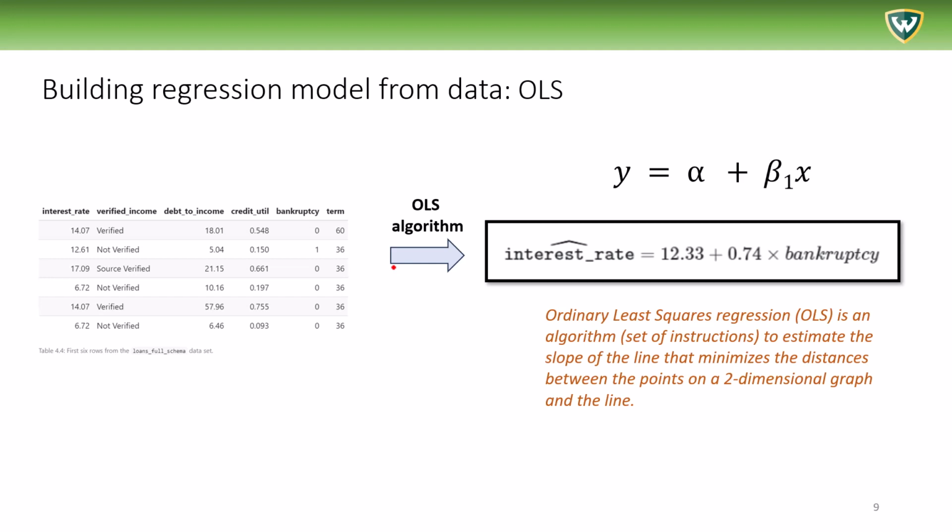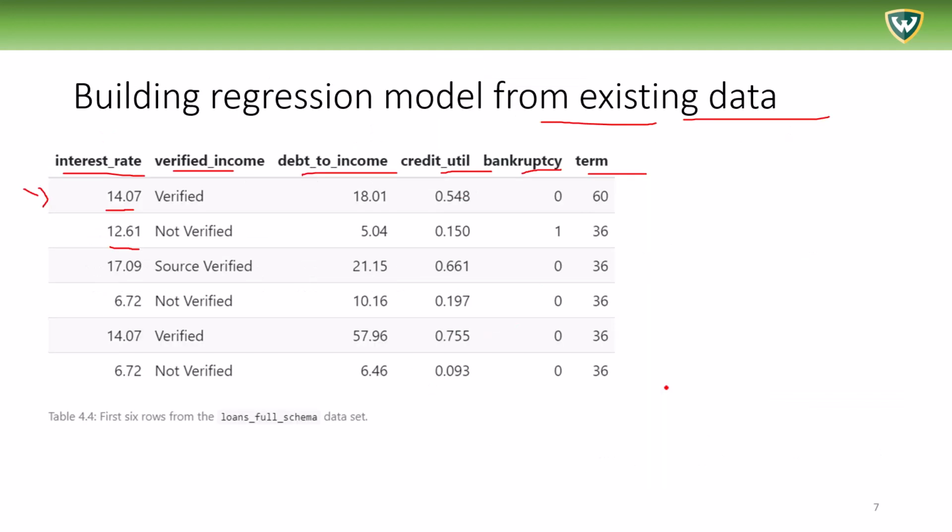So, building a regression model from data: OLS. OLS is an algorithm that we're going to use. It's kind of like a framework or an approach that builds the model from the data. So we have the data first, and then we use OLS, which refers to ordinary least squares regression, and that's an algorithm, or set of instructions, to estimate the slope of the line that minimizes the distance between the points on a two-dimensional graph and the line. We talked about this in the previous videos.